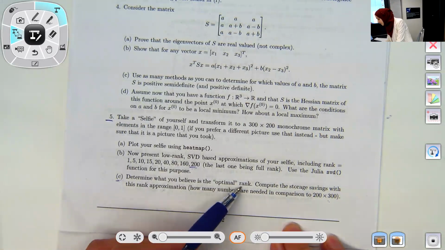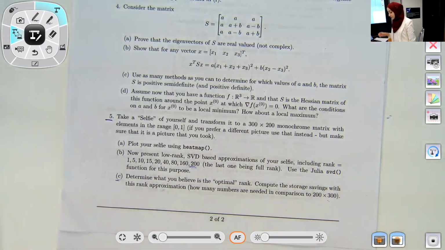Optimal rank happens when you have a low storage in your computer, okay? We need to try many numbers and many ranks, and which will give you the smallest number is the optimal rank. Part C depends on part B. If you can find the value of SVD and calculate the storage saving, then you can define which one is optimal. This is for question 5 in assignment 2. And you will learn more about it in your lecture next Monday.